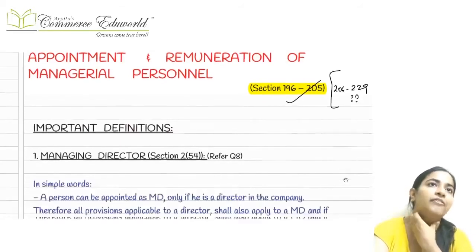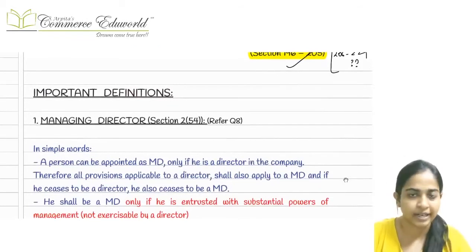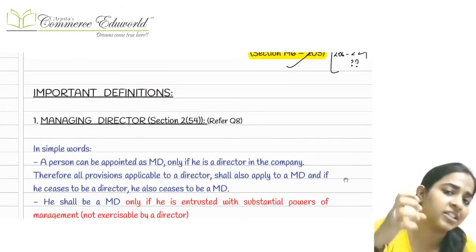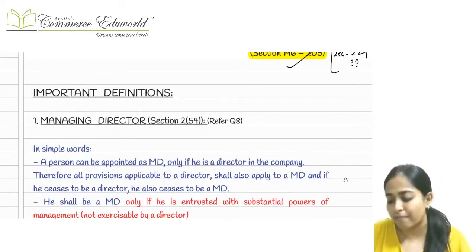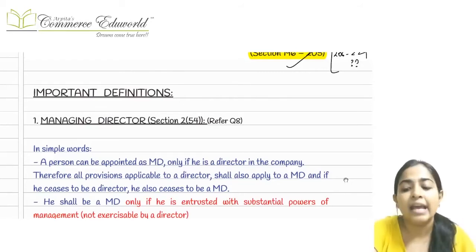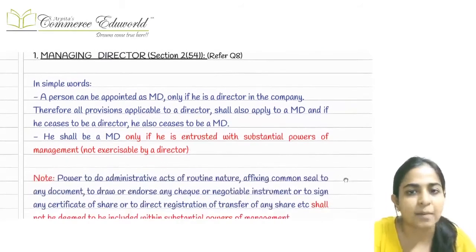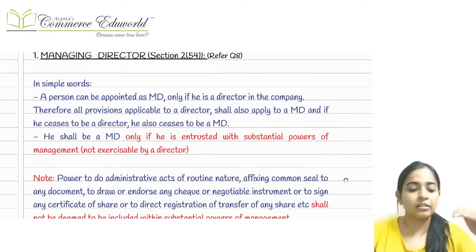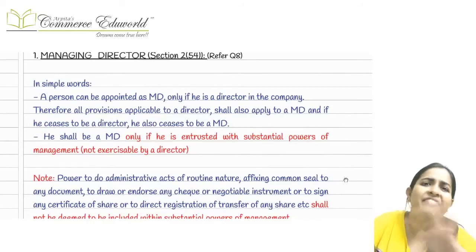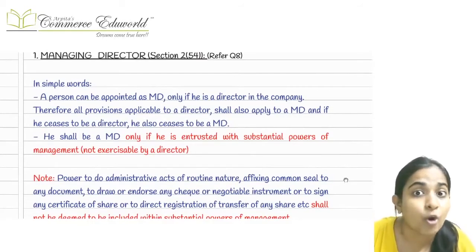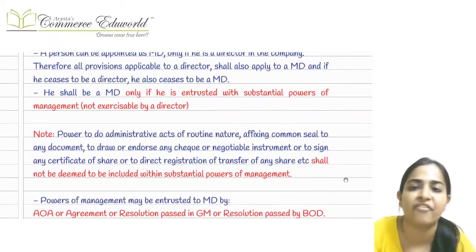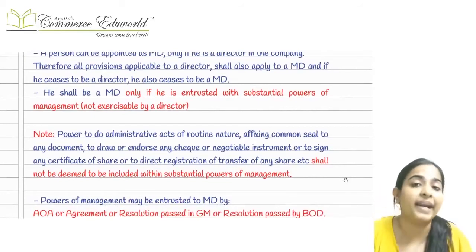Managing director is basically, first of all, he should be a director. That is, he should be appointed to the board of directors of the company, and he should be entrusted with the substantial powers of management. If he is entrusted with the substantial powers of management, then such a director can be called a managing director. The power of doing routine work or administrative activities which can be done by every other director, those powers are not given to a managing director, because specifically they have specified in this definition section that he should be entrusted with substantial powers of management.